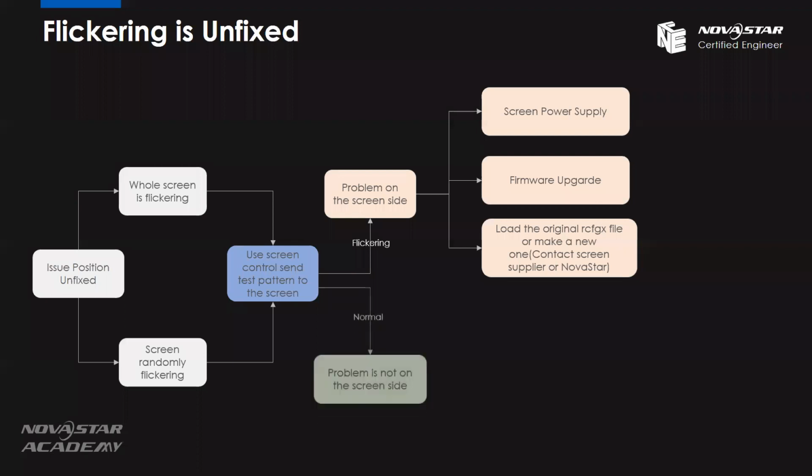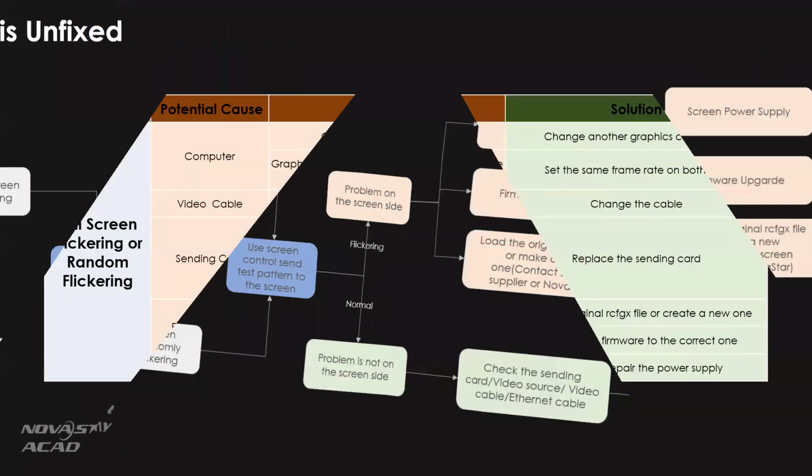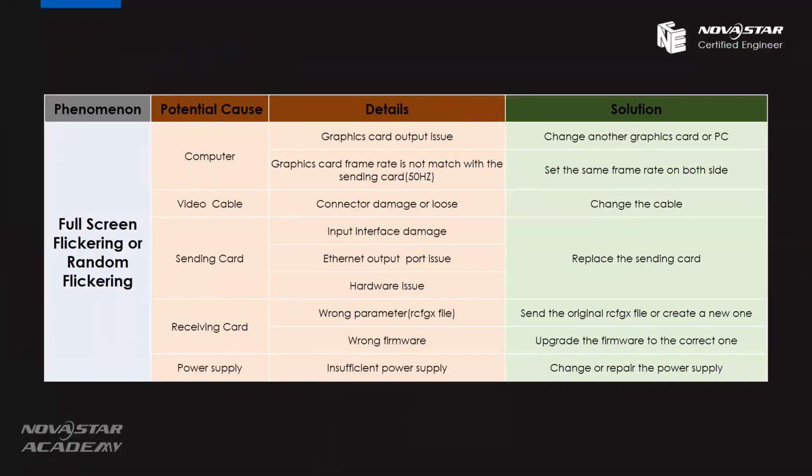And if the screen shows normal after we send the test patterns, we can confirm the problem has nothing to do with the receiving card or the screen side. Then we need to check what is before the receiving card, like the sending card, video source, video cables, and Ethernet cable. These could be the possible reasons, and we locate them one by one and solve the issue. For the whole screen flickering or the random screen flickering, I also summarized a troubleshooting table.